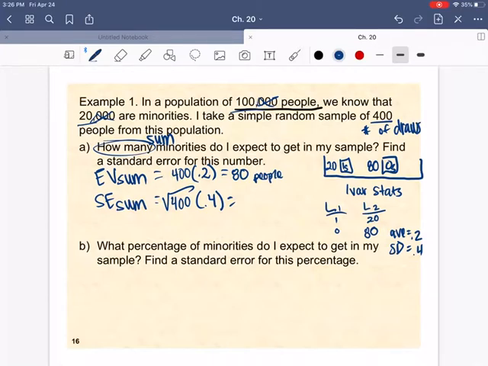Give or take the square root of 400 times 0.4. So give or take 8. So we're going to say 80 people, give or take 8 people.